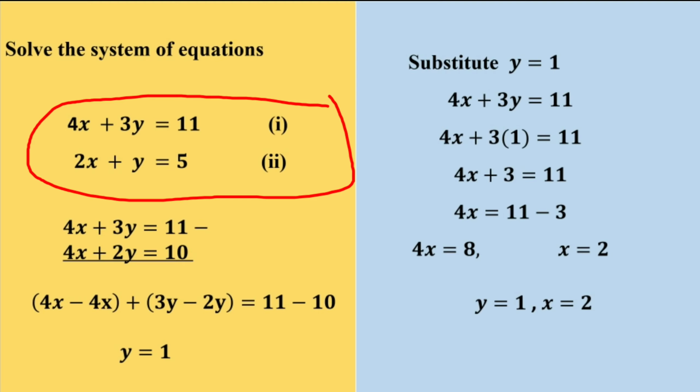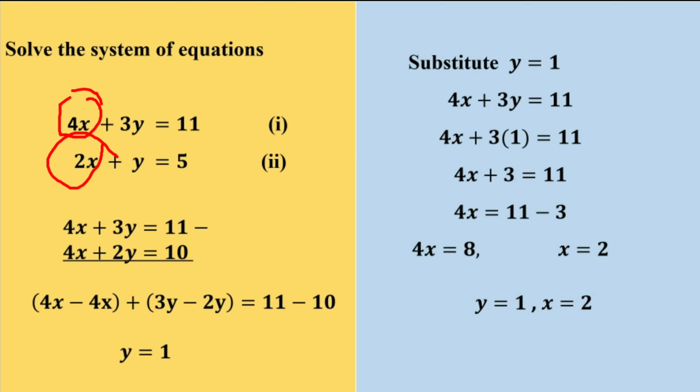Consider another example: 4x plus 3y is equal to 11, 2x plus y is equal to 5. These are two equations with two variables, x and y. The coefficient of x in equation 1 is 4 and the coefficient of x in equation 2 is 2. If these numbers had turned out to be exactly the same, then we could have eliminated the variable x by subtracting one equation from the other.